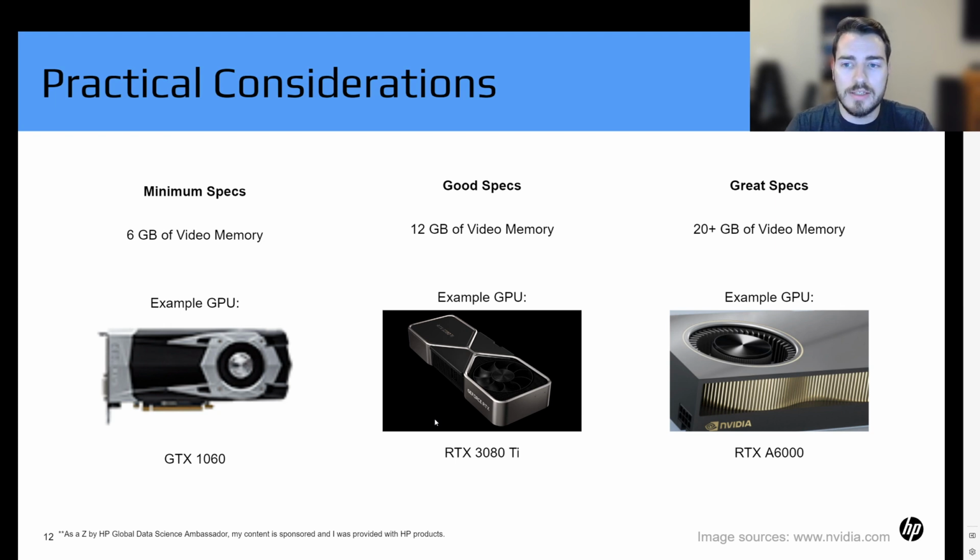You can try to run it on a CPU. It'll be very slow, and that slowness will really hurt the creative process of working with these generative art models. So really, the minimum specs would be something like a GTX 1060 with 6 gigs of video memory. Something good would be something like a 3080 Ti. Something great would be something like an RTX A6000 with plenty of video memory, so you can run a bunch of these in parallel.